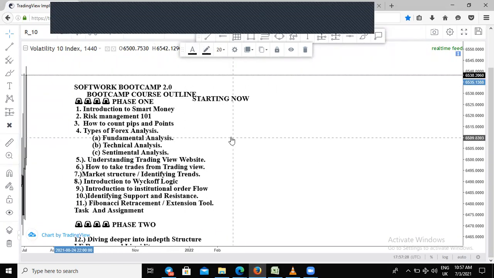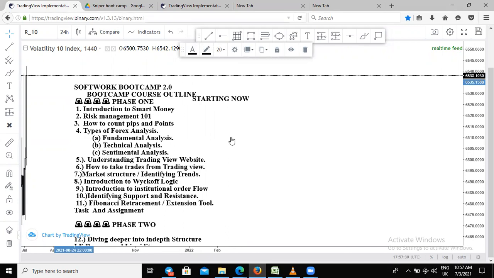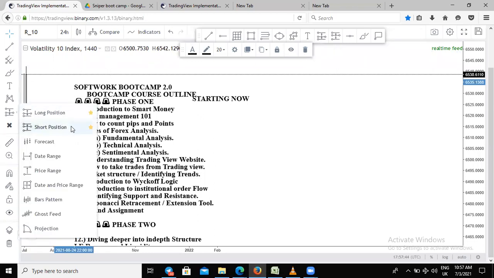So do you all understand now? I think everybody is clear. So I'm moving straight to how to take trades on TradingView. Basically what we use is this long position. This is where we take it from. These two here, long position and short position.